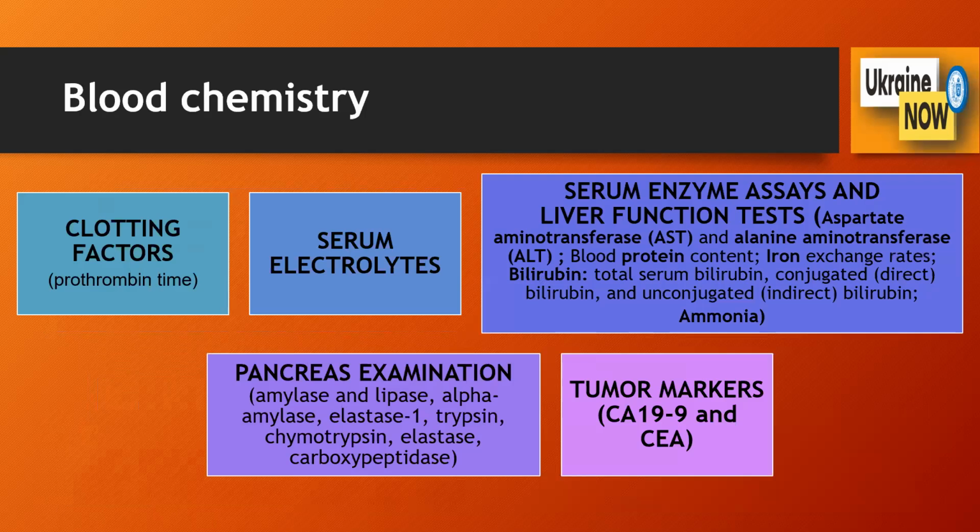Blood chemistry includes detection of the prothrombin time, serum electrolytes, serum enzyme assays in liver function tests such as aspartate aminotransferase and alanine aminotransferase, blood protein content, iron exchange rates, bilirubin, total serum bilirubin, conjugated and unconjugated bilirubin, and ammonia. Pancreas examination includes amylase and lipase, alpha amylase, elastase 1, trypsin, chymotrypsin, elastase, carboxypeptidase, and tumor markers such as CA19-9 and CEA.